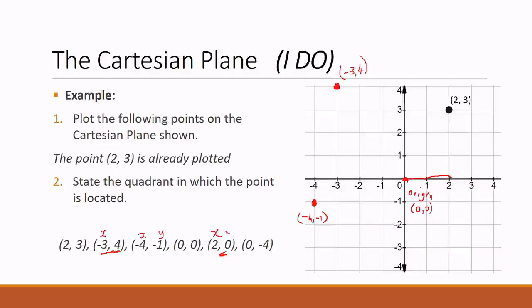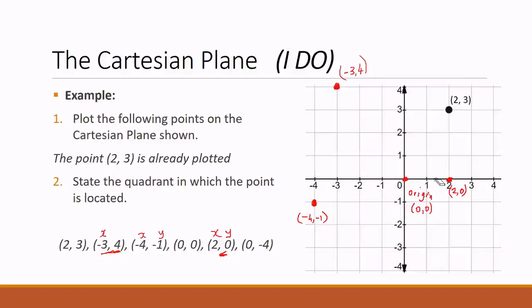This time says, though, I move no units in the y direction. So I stay put right there. So I put my dot, and that's where 2, 0 is. So I don't move anywhere in the up or down, but I've moved 2 units to the right, and that's why I put my coordinate as 2, 0.